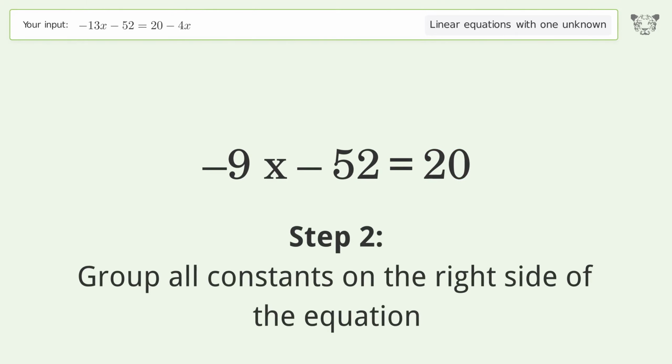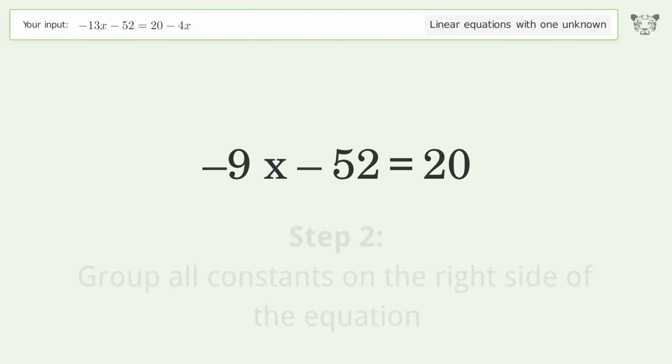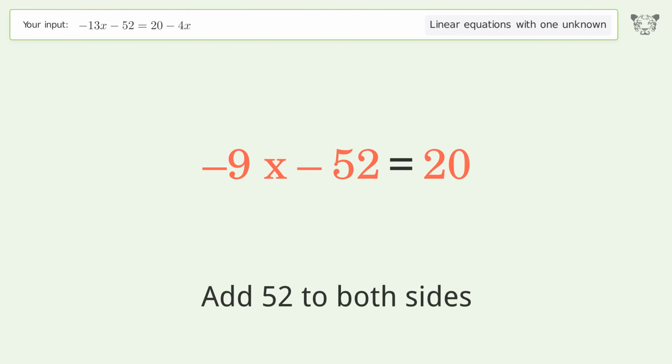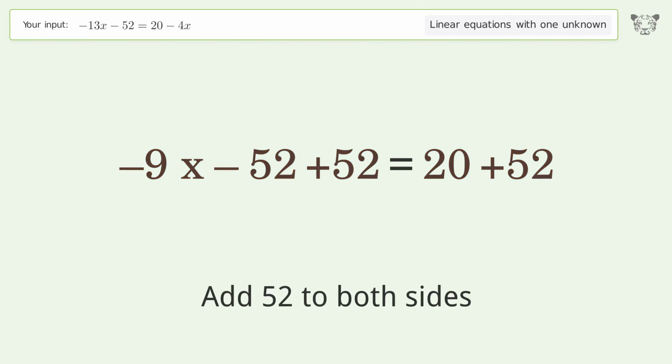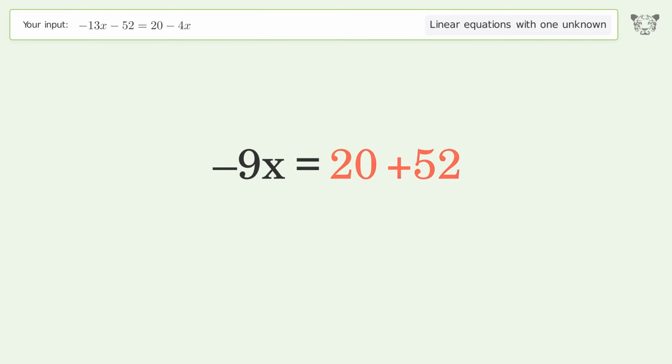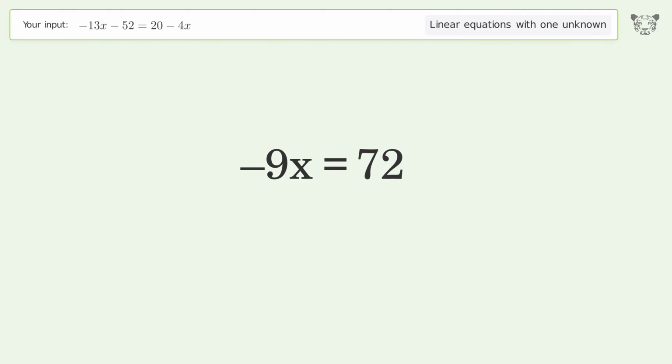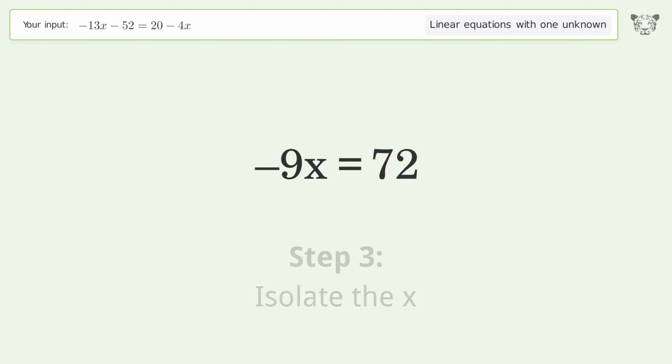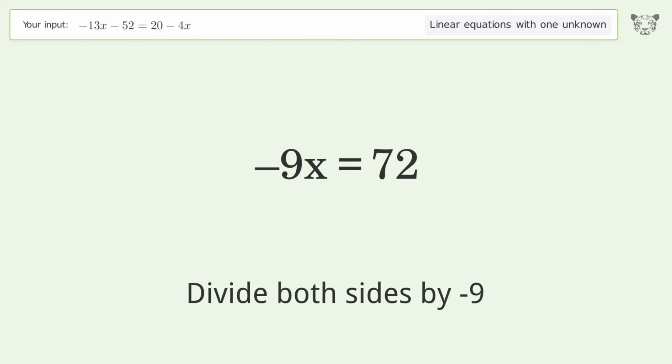Group all constants on the right side of the equation. Add 52 to both sides. Simplify the arithmetic. Isolate the x. Divide both sides by negative 9.